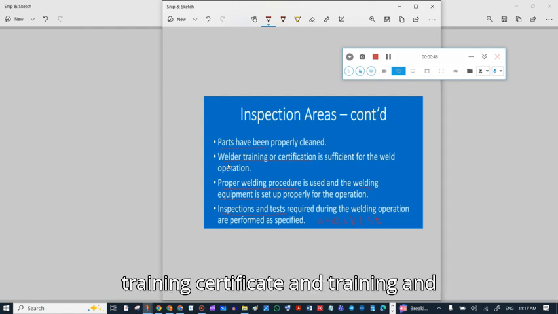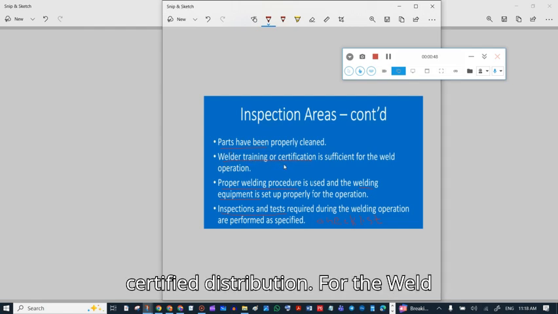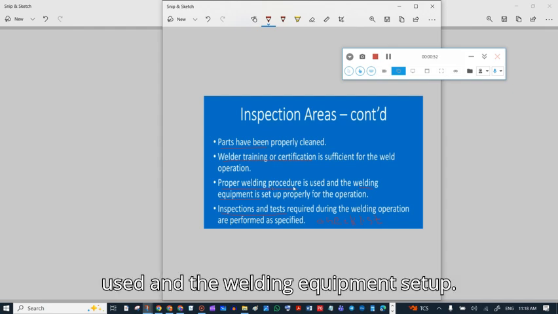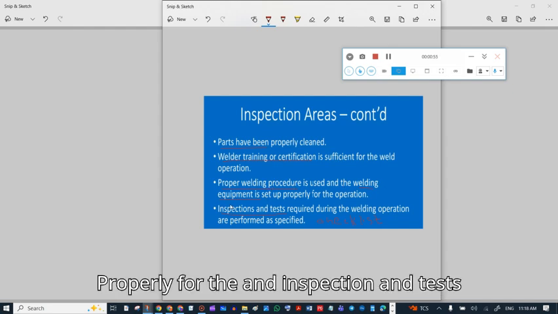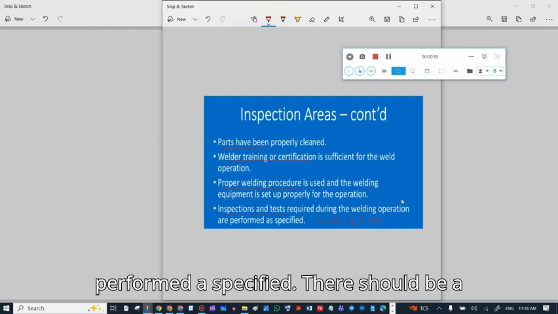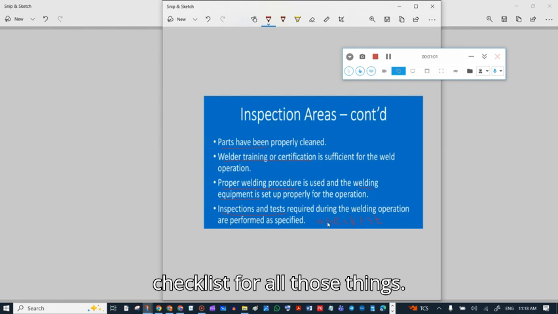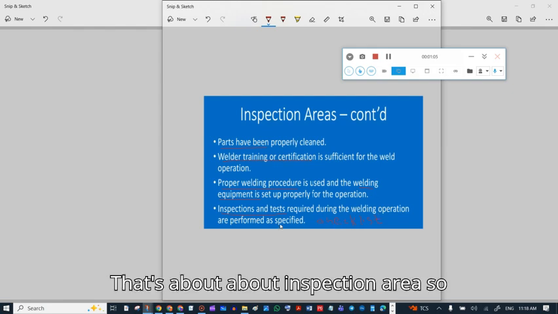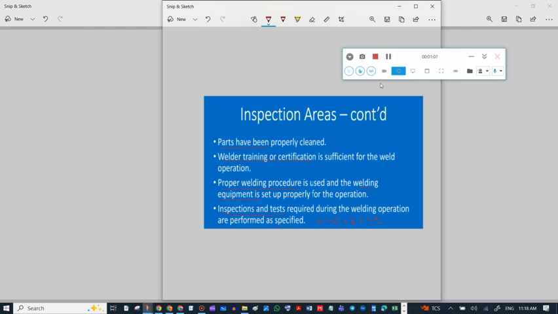Welding training and certificate is sufficient for the weld operation. Proper welding procedure is used and the welding equipment is set up properly for the inspection and tests required during the welding operation and performed as specified. There should be a checklist for all those things. Okay, that's about it, about inspection areas of the welders.